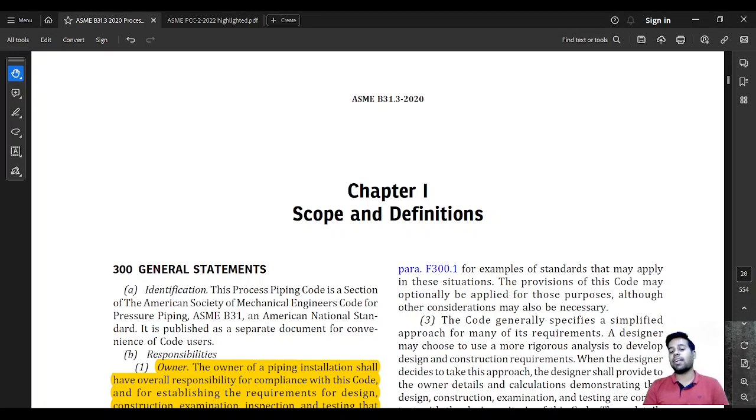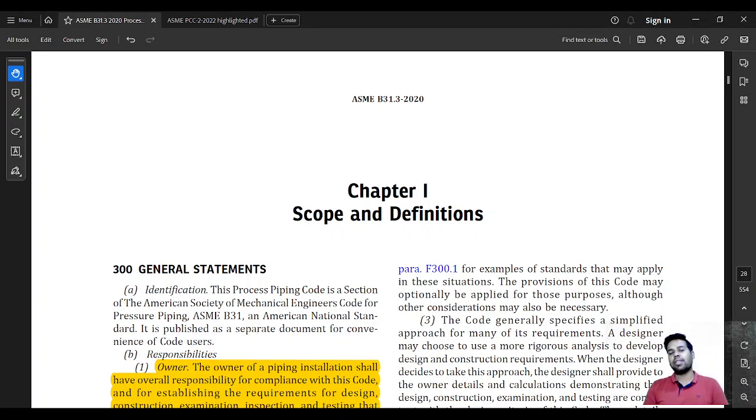This series is intended for the people who are studying for the API ICP examination, especially for piping inspection, and also the people who just want to learn about the ASME B31.3 process piping code. In today's video, we are going to start with chapter 1. Chapter 1 will lay down the scope and definitions of the ASME B31.3 code.